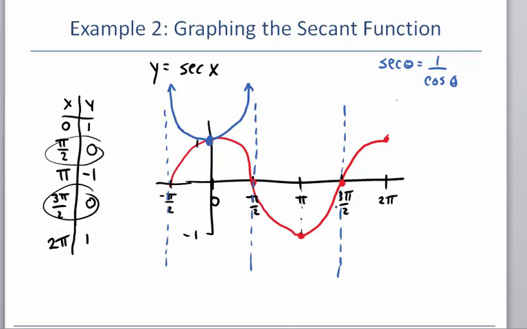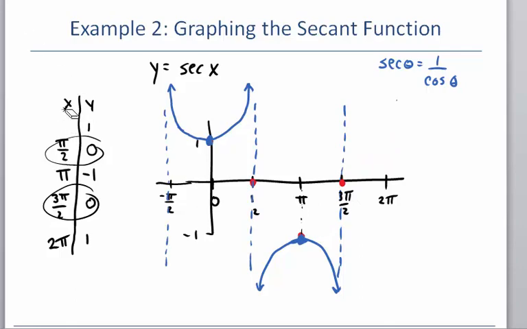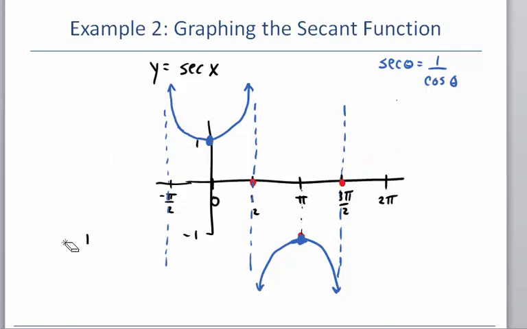Similarly here, we've got this parabola that's going to open up. When we go to our secant, it's going to open down and it's going to share that same point here. All right, and so again, once you have your secant graph drawn, then you can go in and you can either erase or just ignore your cosine graph. All right, so now we have a graph for our secant.